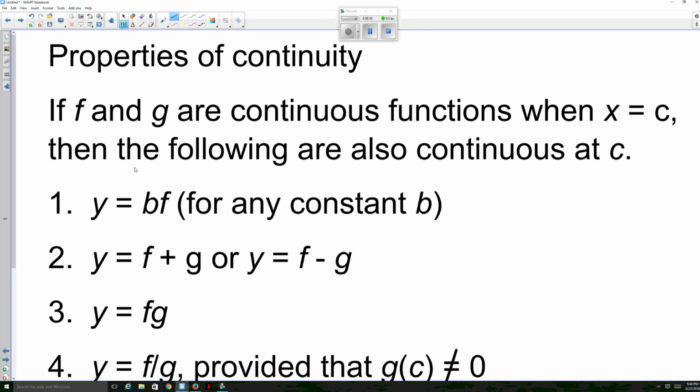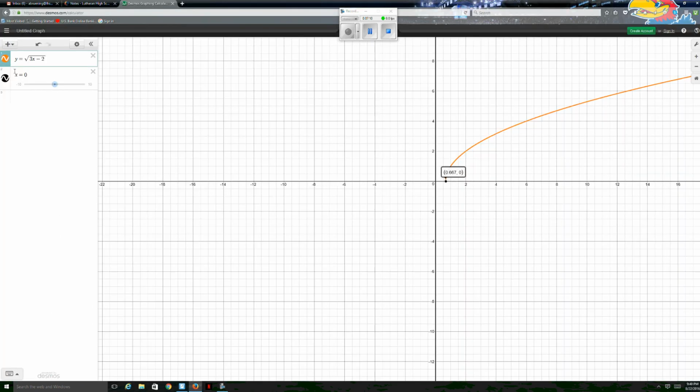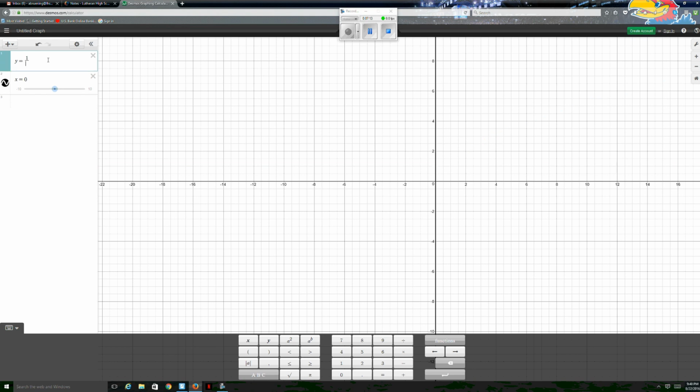So, some properties of continuity. They're not terribly important, but it is important that we know these things. If I have a continuous function f and I multiply it by a constant, it's still going to be continuous. Let's go back to 1 over x. If I multiply this by 2, it's still continuous at all the same values. If I multiply it by 54, it's still continuous at all the same values, although harder to see. It still has this asymptote at 0.